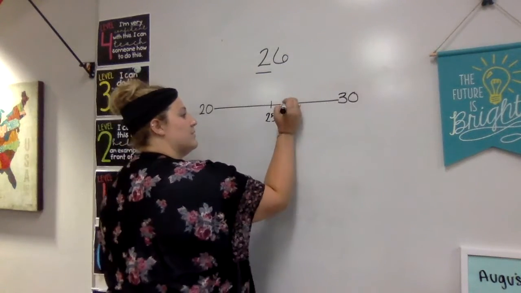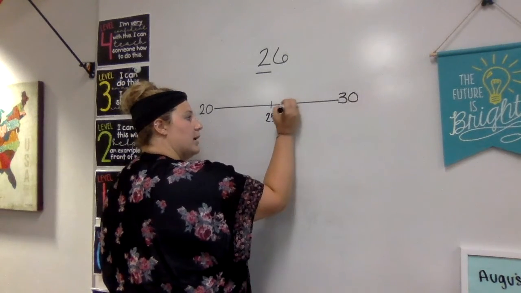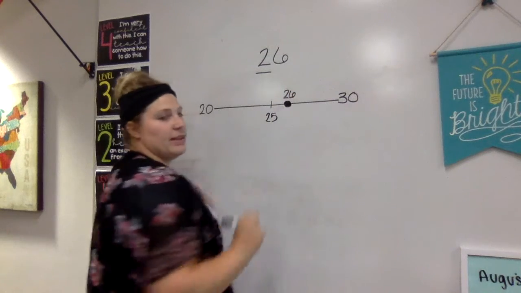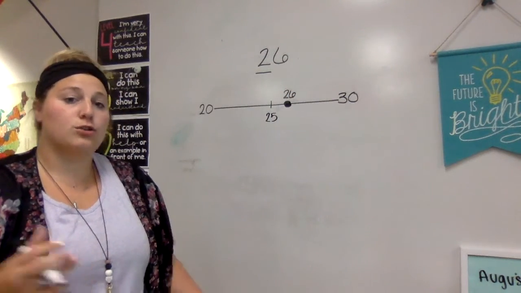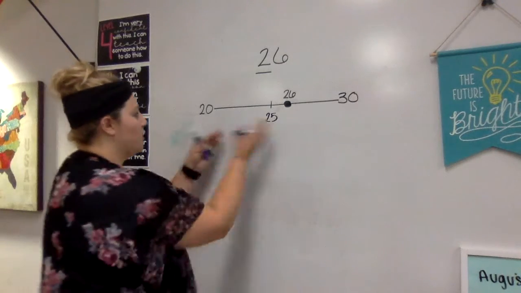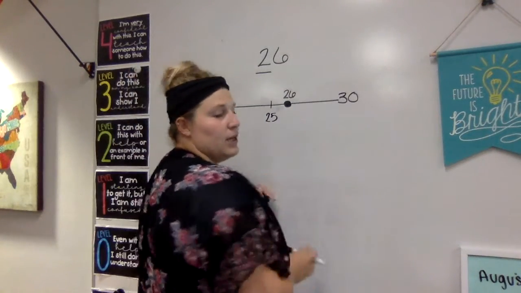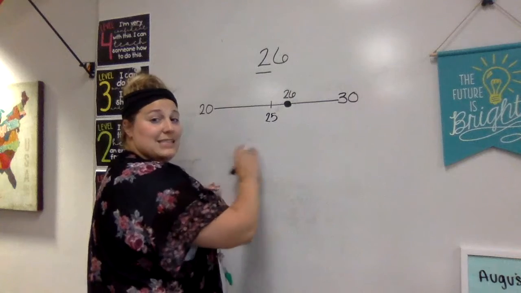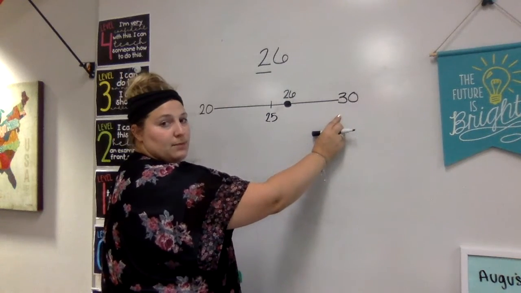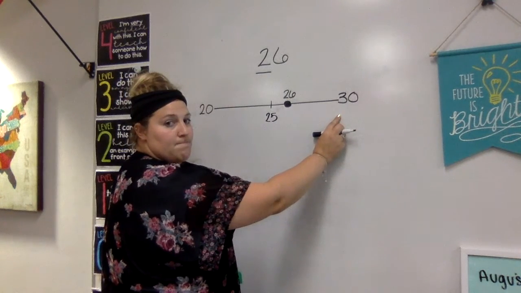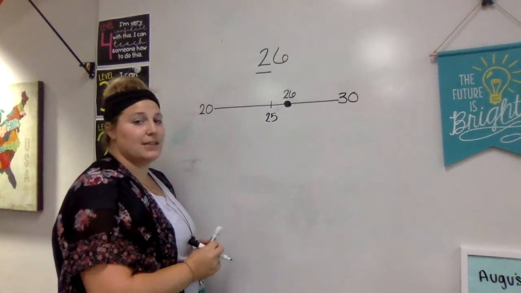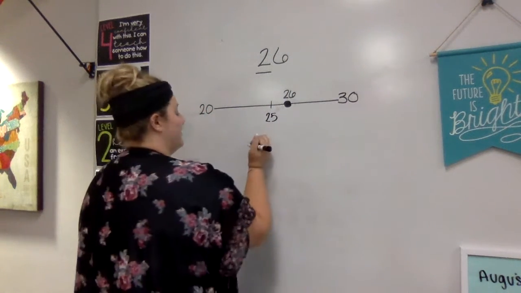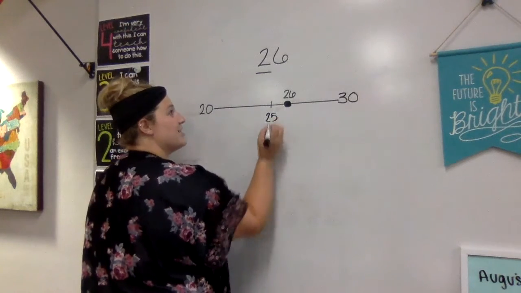26 is obviously going to fall right here. Try to make that dot big so you can see it. 26. So now, what is it closer to? Is it closer to 20 or is it closer to 30? Well, now that I can see it, it's much closer to 30. Okay? So 26 rounded to the nearest 10 is 30.